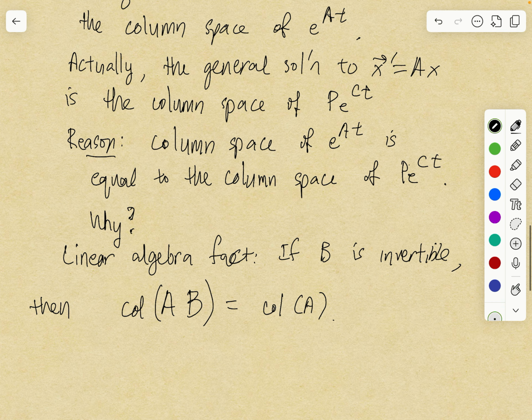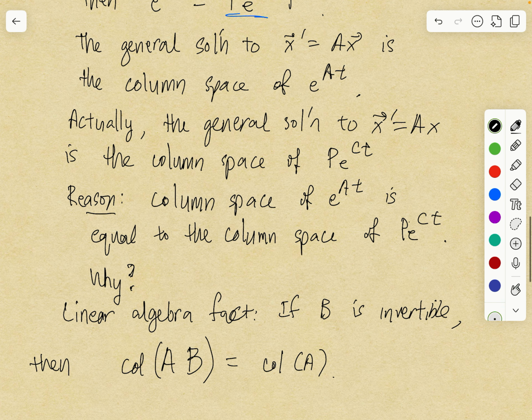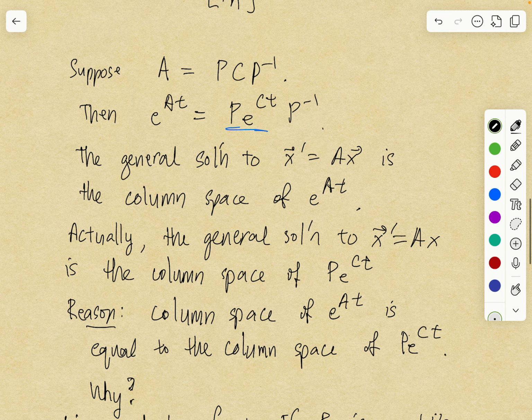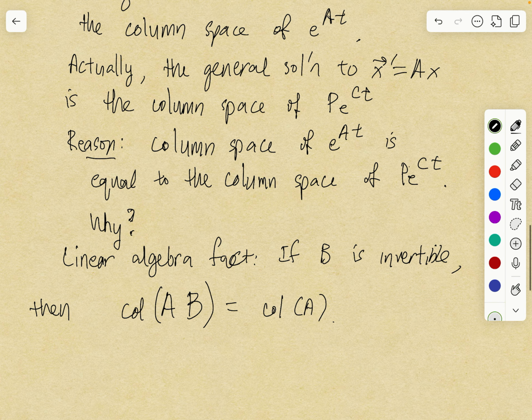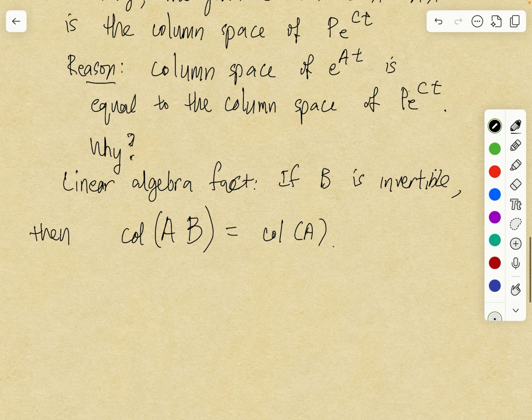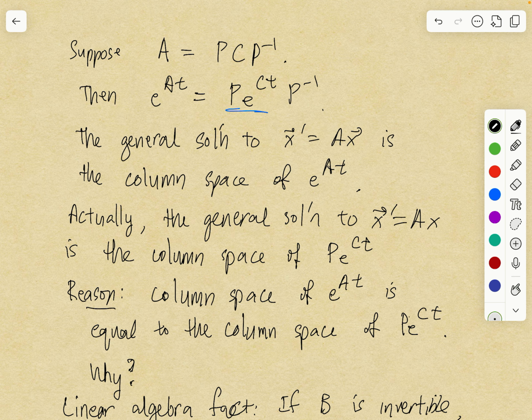If we just take that for granted, how do we get the result I was just mentioning? You can apply this to the case where A is P e to the Ct and B is P inverse, because remember, P inverse is invertible. It has an inverse, P. If you multiply P e to the Ct on the right by P inverse, an invertible matrix, the resulting matrix, e to the At, has the same column space.